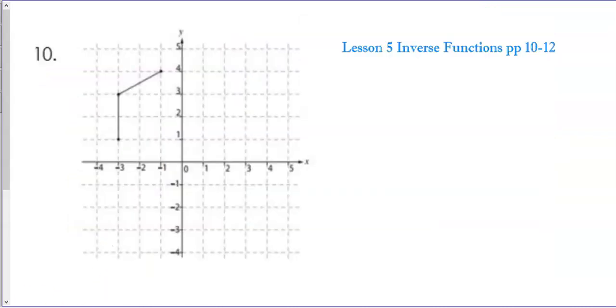Okay, so this next section, 10 through 12, is from Lesson 5, Inverse Functions, and it's pages 10 through 12 in your notes. So if you want to graph an inverse function and you don't know the function rule, which this one doesn't really have a function rule, what we need to do is find the ordered pairs and just switch those ordered pairs. So let's do that. We have an ordered pair. Let me get a pen.